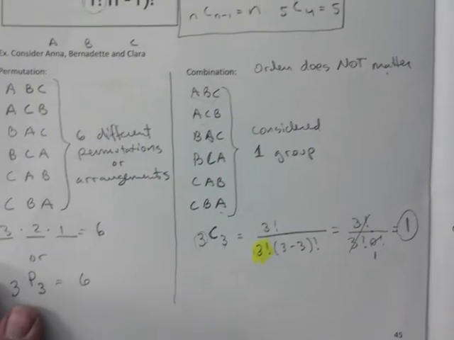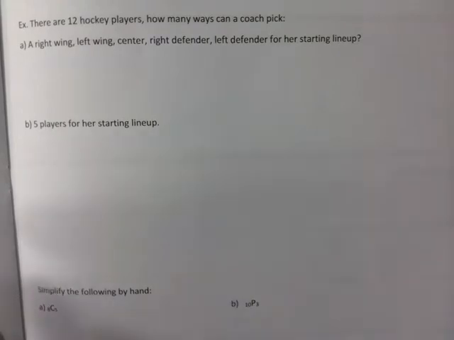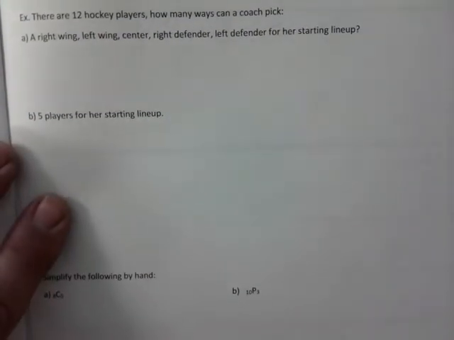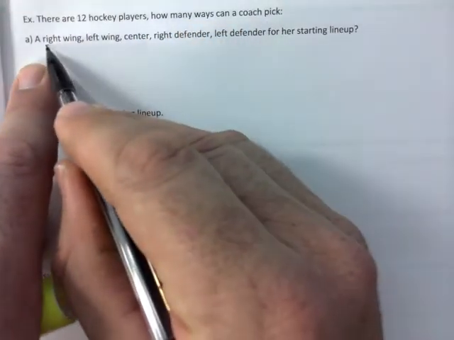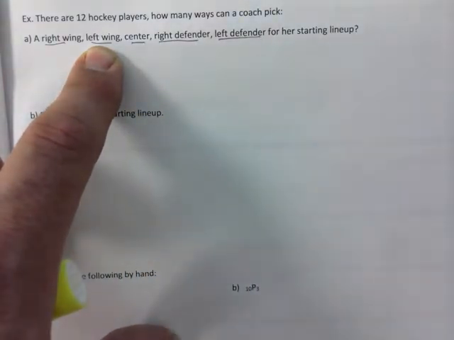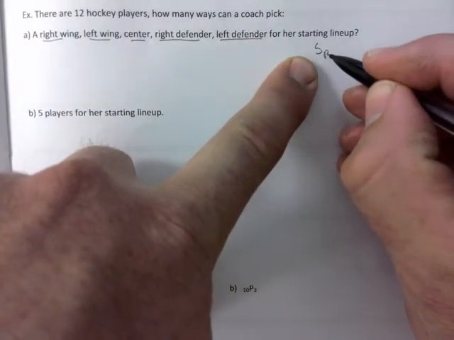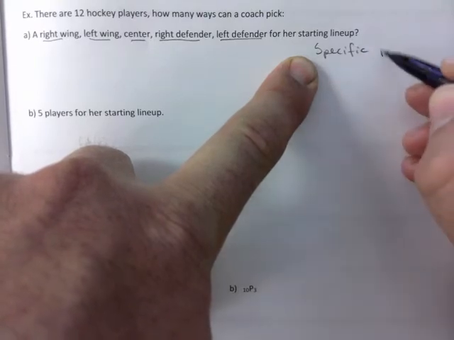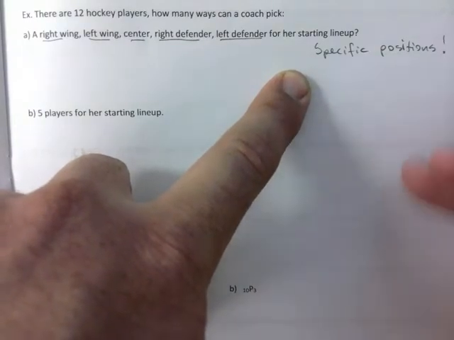Okay, so let's go to page 46. There are 12 hockey players. Go Jets go, right? Hopefully today. 12 hockey players. How many ways can a coach pick a right wing, left wing, center, right defender, left defender for her starting lineup? I want to make a note here. Write this down. You notice specific positions are mentioned.